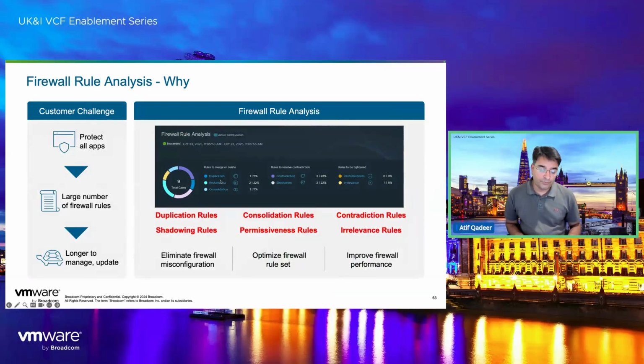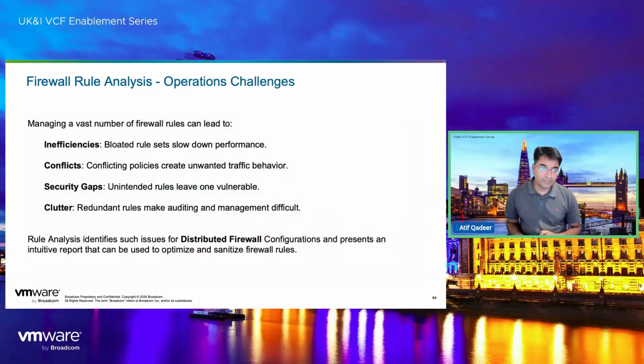duplication. So duplicated rules. We recently ran an assessment for the financial sector, where there's a requirement from DORA to qualify and prove that these firewall rules are being hit and are fit for purpose, right? Firewall rule analysis underpins a lot of those compliance requirements, and from an audit perspective as well. So we're looking at duplication, redundancy, consolidation, contradiction, shadow rules, permissive irrelevance. Managing a vast number of firewall rules can lead to inefficiencies, conflict, security gaps, and clutter.